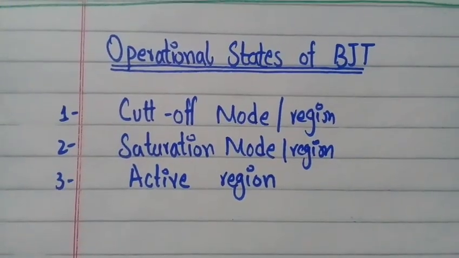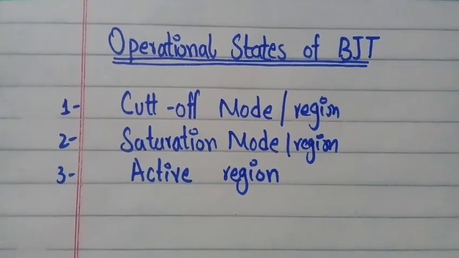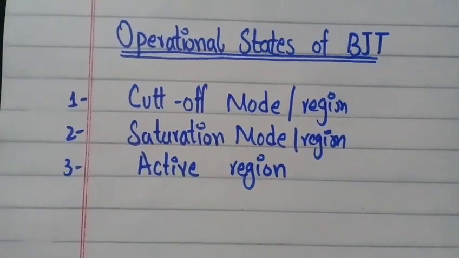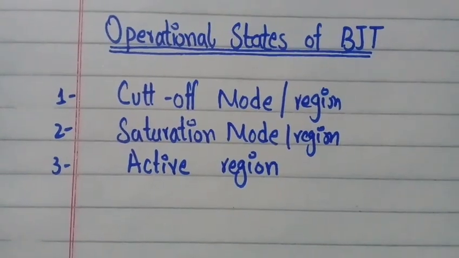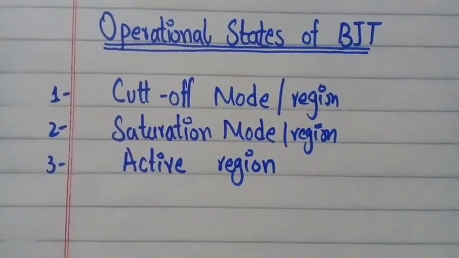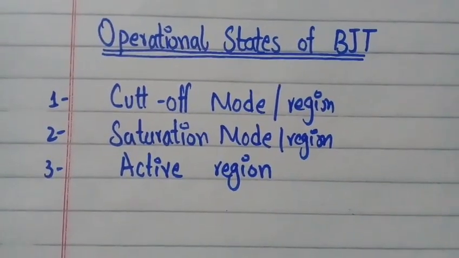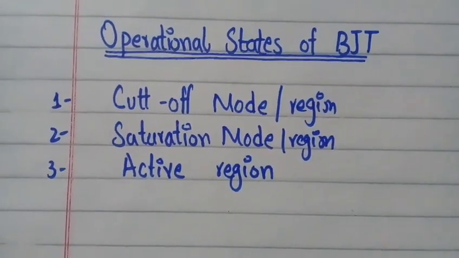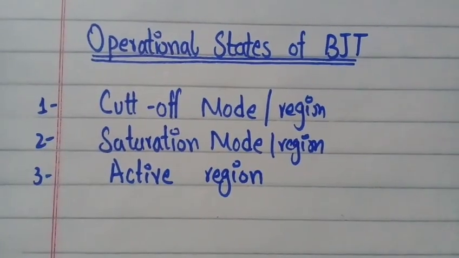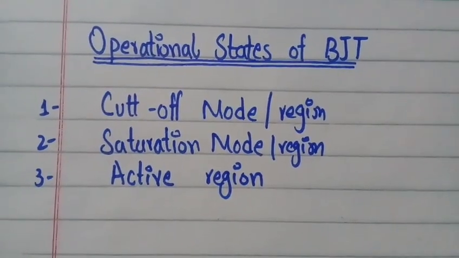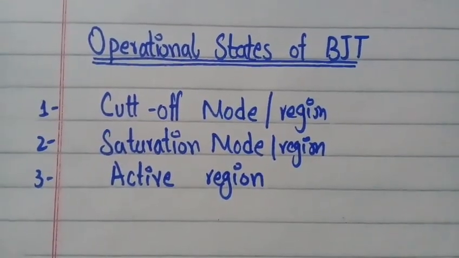Guys, first of all, we see the operational states of bipolar junction transistor. There are three modes of operation in which a bipolar junction transistor operates. The first one is cutoff mode, the second one is saturation mode, and the third one is active mode. In these modes, the bipolar junction transistor operates efficiently. So guys, we learn them one by one.